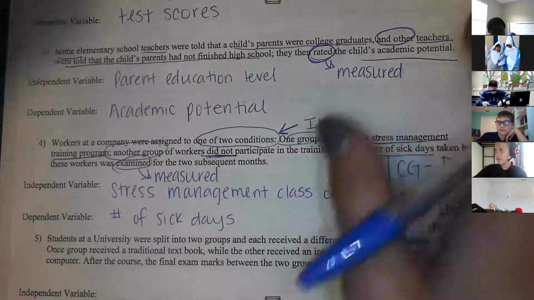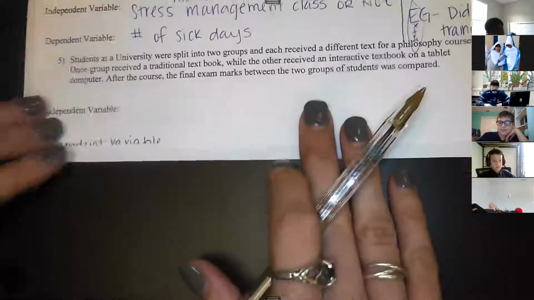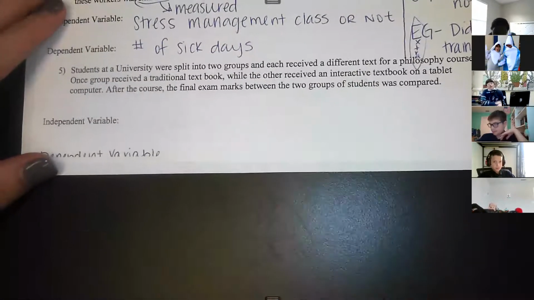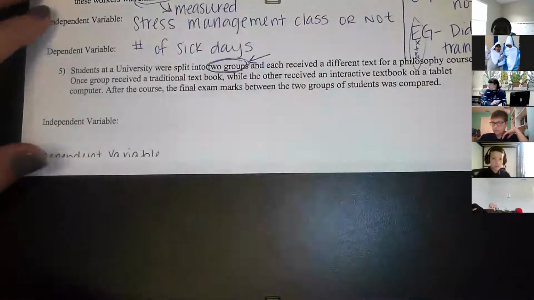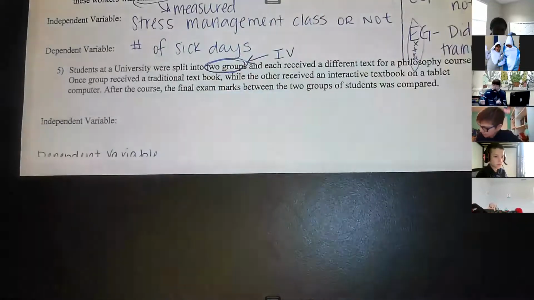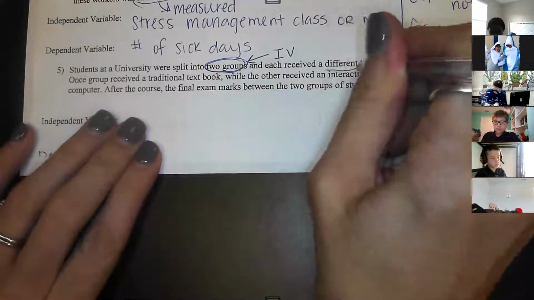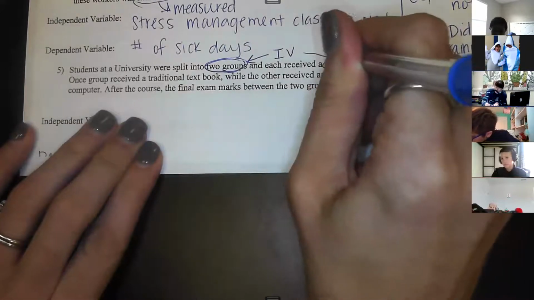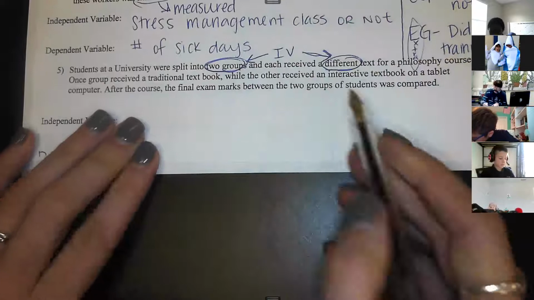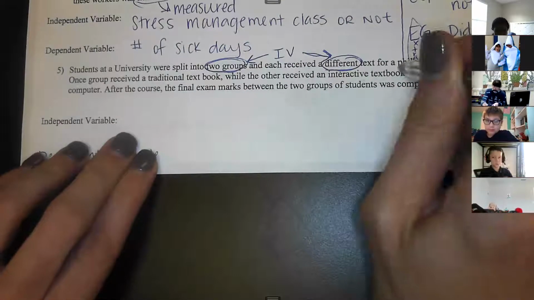All right, let's check this one. Students at a university were split into two groups. What does that two groups indicate, Fiona? Or Ivy. Meaning that whatever those groups are getting, whatever that additional thing is, that's our independent variable. Each received a different, keyword different, right? That indicates I'm changing something. A different text for a philosophy course.